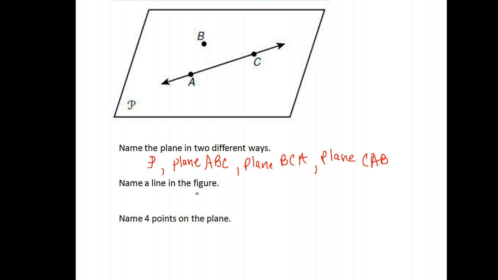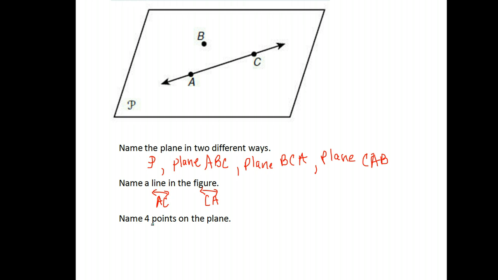Name a line in the figure where there's only one line drawn, and it's a line that goes through A and C. Okay, so that would be our line. We name lines using 2 points and the line symbol over the top. Another correct answer for this would be line CA. With lines, you can put the letters in either order.